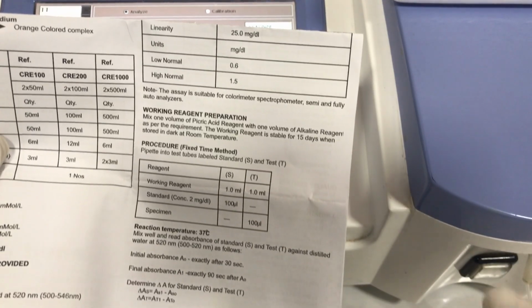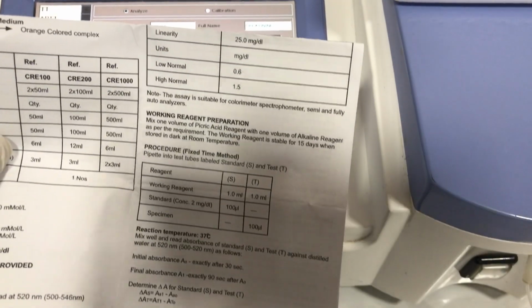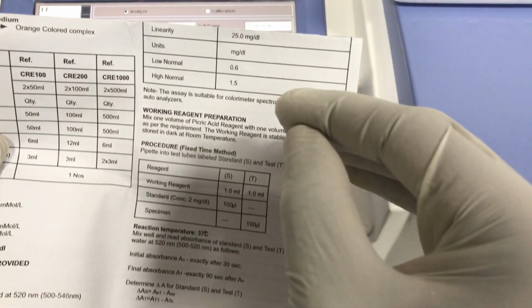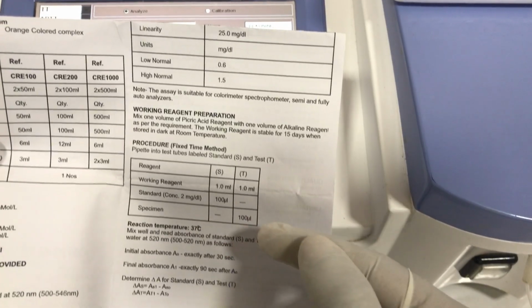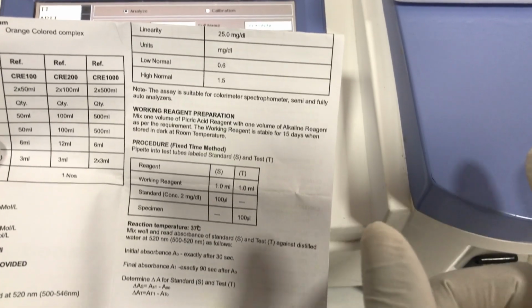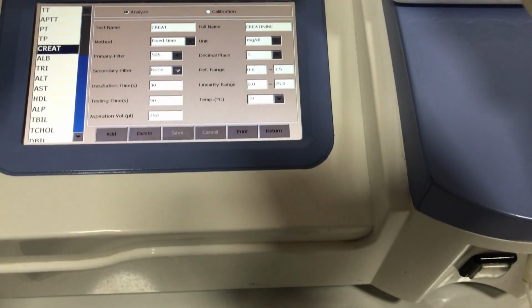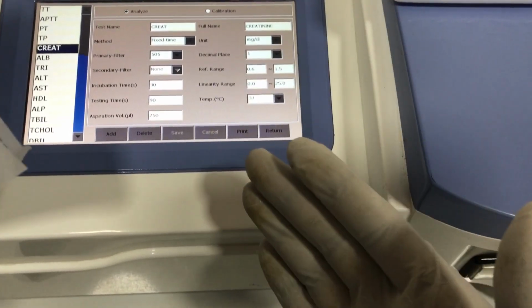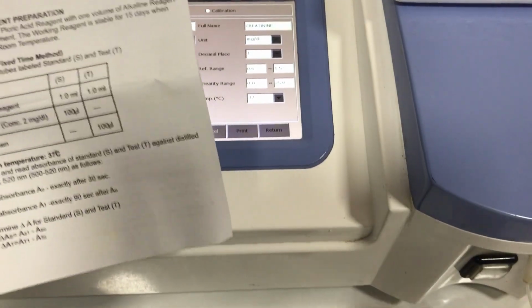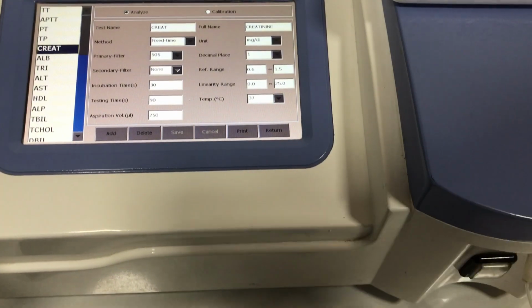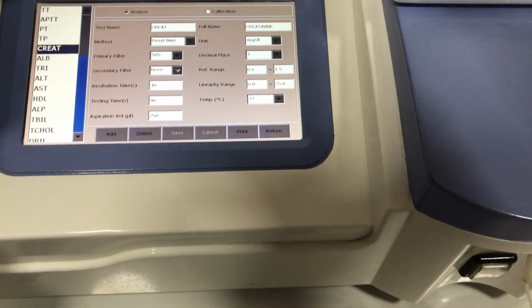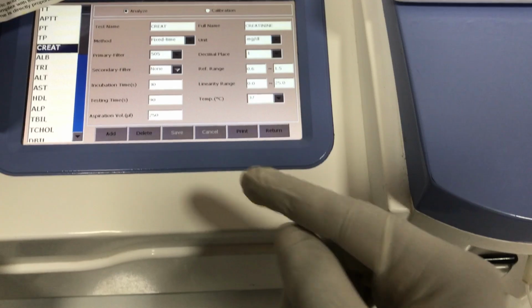But if you are using a semi-auto analyzer, you program all this into the machine. So after you prepare your working reagent, add 100 microliters of specimen. You don't wait for 30 seconds because you've programmed that into the machine. So that's the only difference between a colorimeter and a semi-auto analyzer. It does that waiting for you. I hope you understand that. So that's the programming for the machine. I hope you can see that.